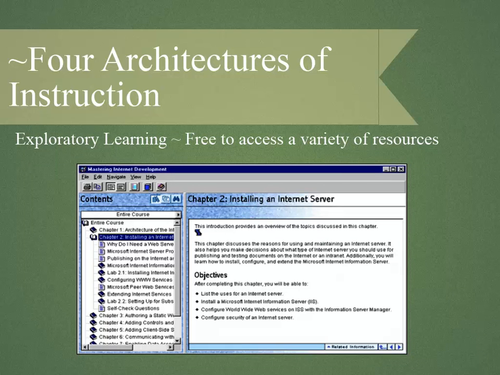The 4th architecture discussed by Dr. Clark is exploratory learning. In this type of learning, the learner is free to access a diverse repository of information. It could be demonstrations, examples, practices, exercises, involving a variety of activities to help them learn.